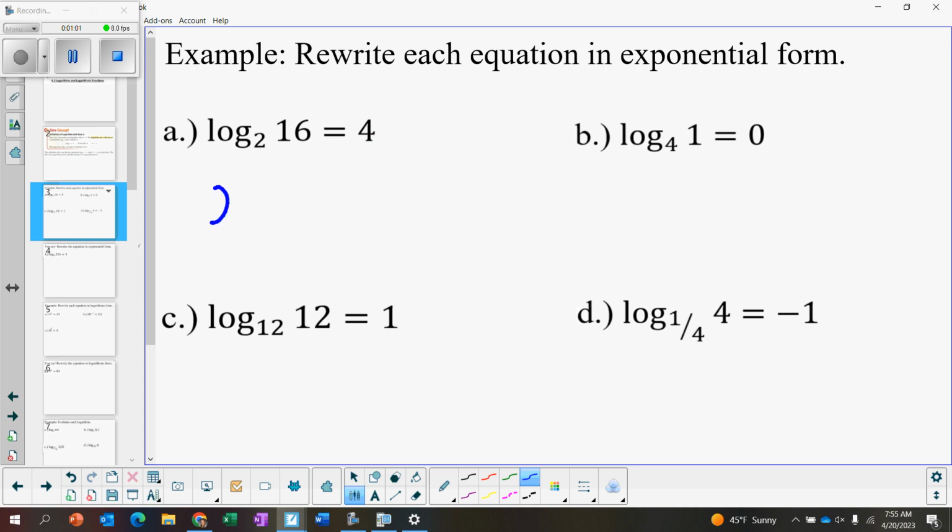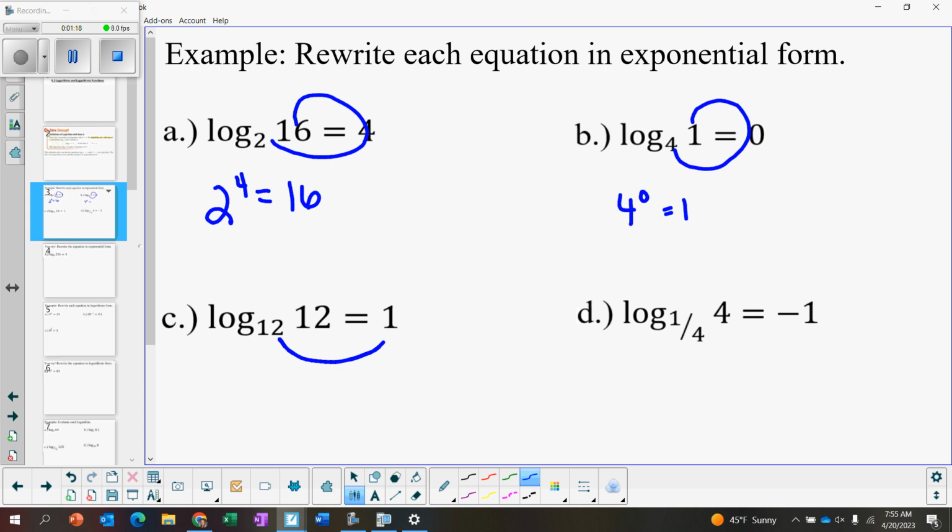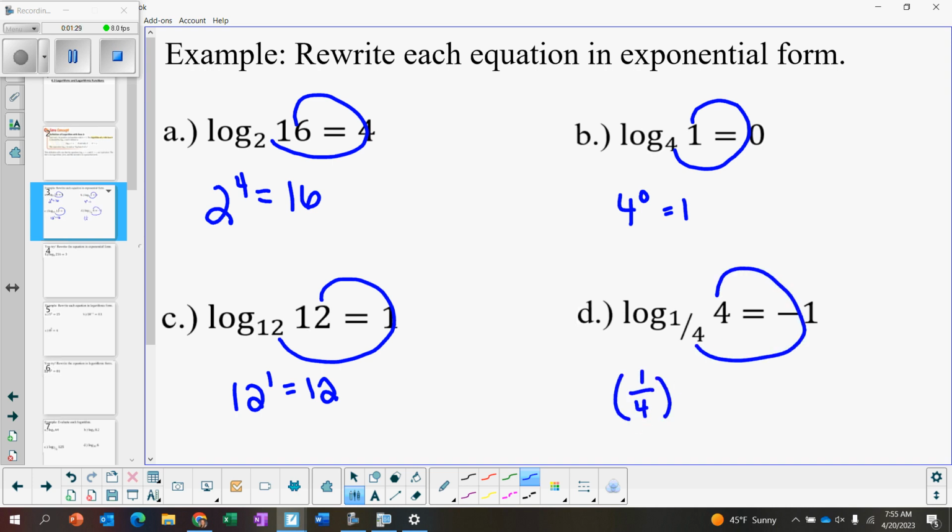2 to the 4 equals 16. And I kind of make like a spiral. 2 to the 4 equals 16. So then if I look at my spiral, 4 to the 0 equals 1. Make my spiral. 12 to the 1 equals 12. And make my spiral. 1/4 to the negative 1 equals 4.